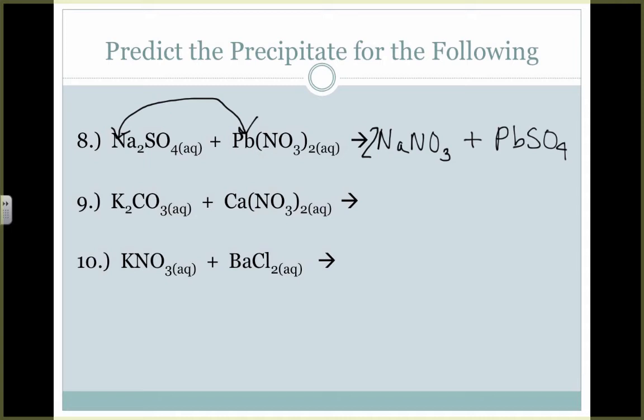And finally, let's consider phases. Since sodium nitrate contains both sodium and nitrate, it absolutely has to be aqueous. Containing either of those alone would have made it aqueous. Therefore, we can assume that lead sulfate is our solid, or our precipitate. Pause the video here and predict the products including phases for number 9 and 10. When you come back, I'll reveal the answers.